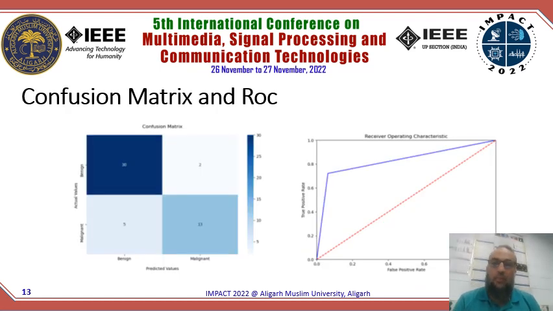This is the confusion matrix and ROC. The confusion matrix shows the number of correct and incorrect predictions made by the classifier for benign and malignant classes. For benign tumors, two predictions are wrong out of 32 images, whereas for malignant tumors, 5 predictions are wrong out of 18 images. Here is also the ROC curve, which shows the trade-off between sensitivity and specificity. The area under the ROC curve is about 83%.